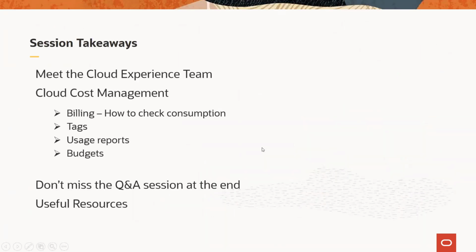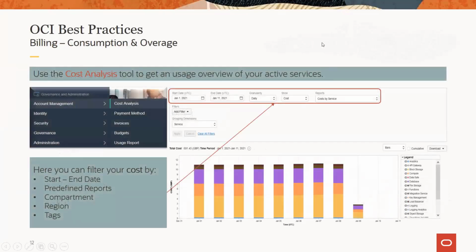As I mentioned, those are the session takeaways for today: how to check consumption, how to use tags. We will also talk about the usage reports and how you can create a budget so you can receive a notification when you reach a certain threshold of your costs. Okay, let's stop this presentation and go directly into the console.